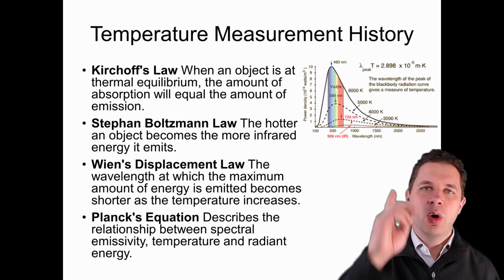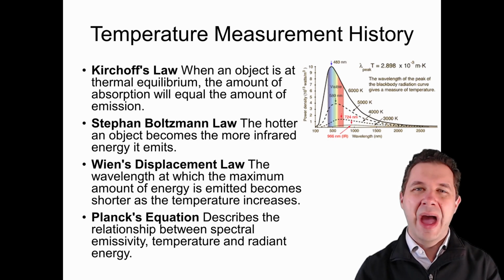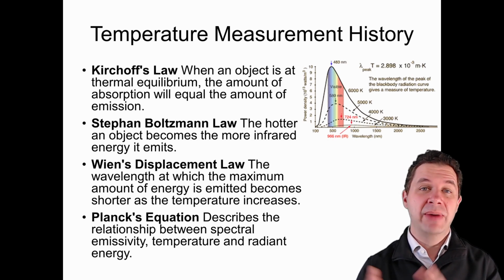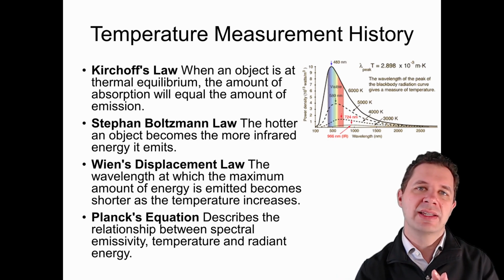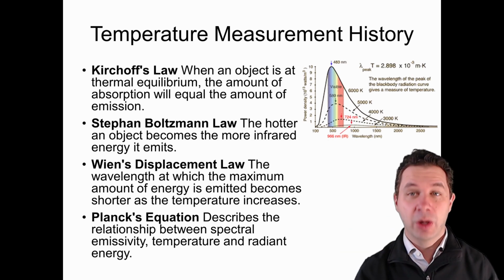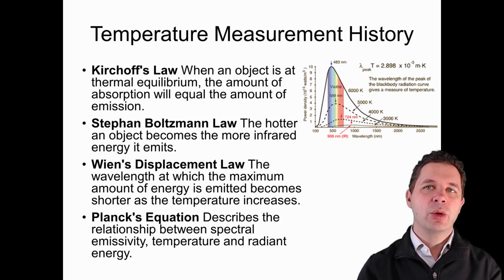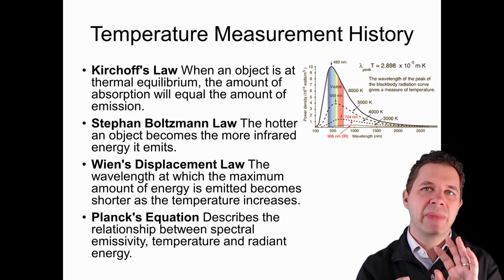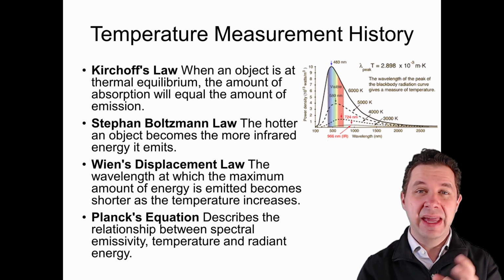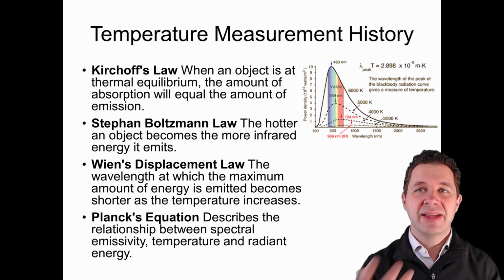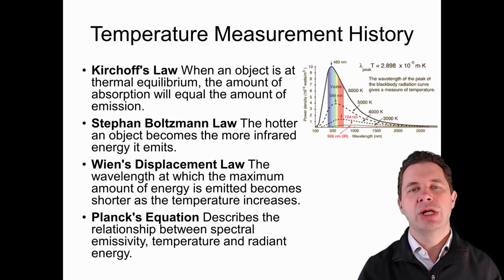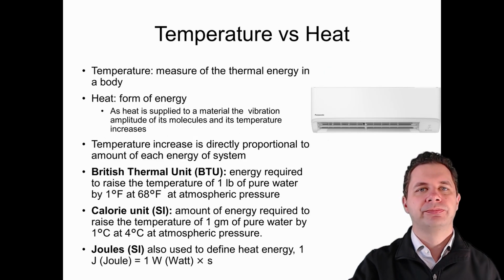Wien's displacement law, we see the graph for it above. The wavelength of the maximum amount of energy that we have becomes shorter as the temperature increases. And so we have graphs there for quite hot temperatures. And finally, we have Planck's equation, where we're looking at the relationship between the spectral emissions that are being emitted from something, the temperature, and the radiant energy of that object.